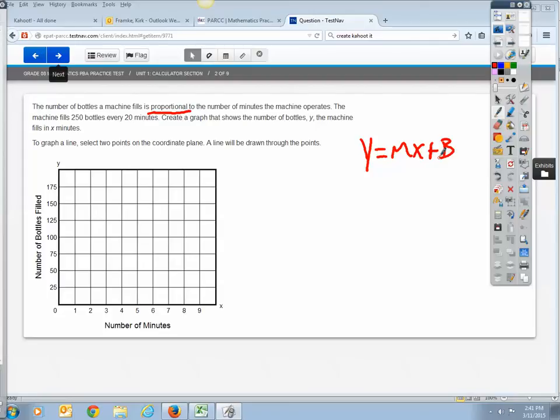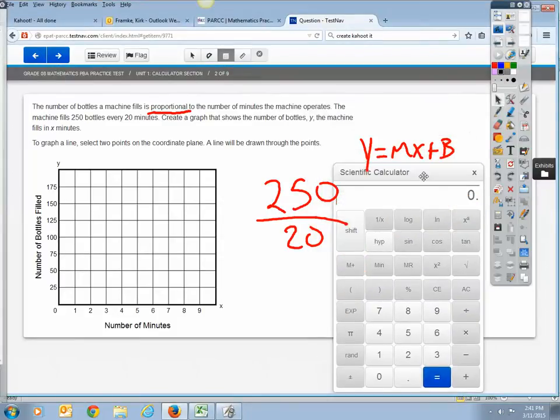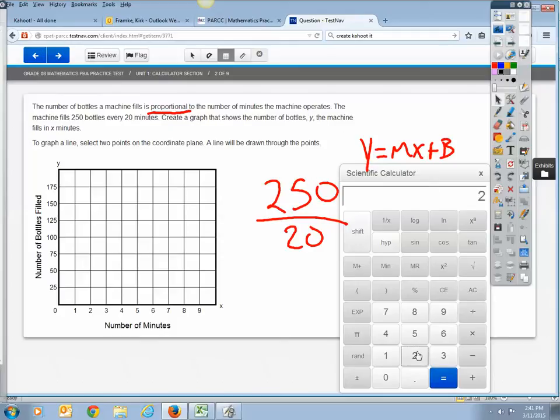All right, so the first thing is I need to find the slope. Now in PARCC they keep calling slope the constant of proportionality. Why don't they just call it slope? I don't know, but they don't. So if we have 250 bottles in 20 minutes, I'm going to pull up my calculator. Why? Because I can. So let's go ahead and divide 250 by 20. 250 divided by 20. And that gives me a grand total of 12.5 bottles per minute.